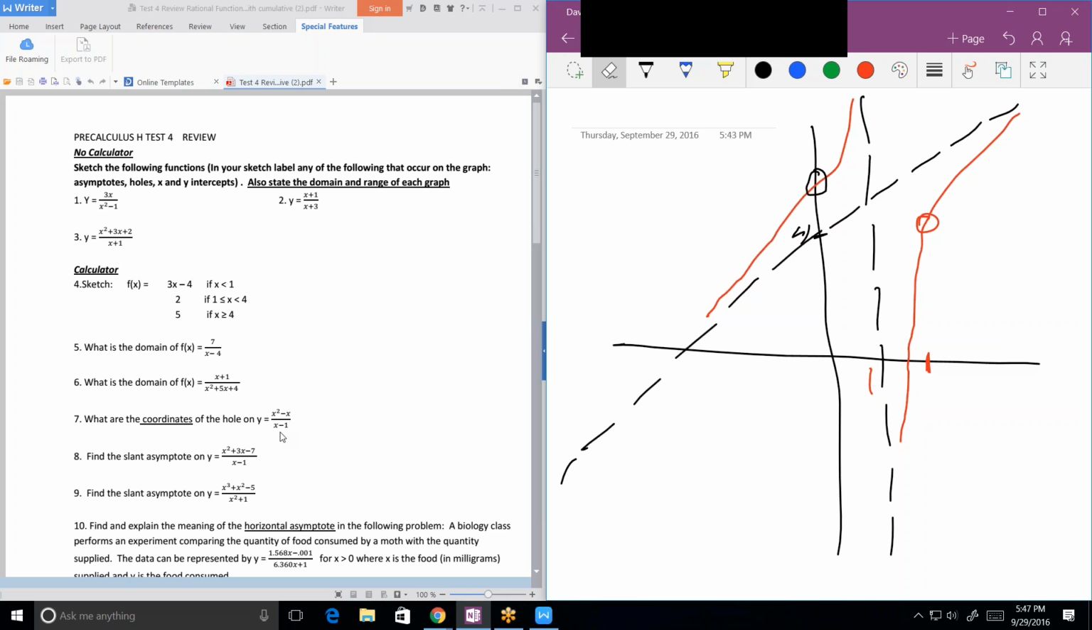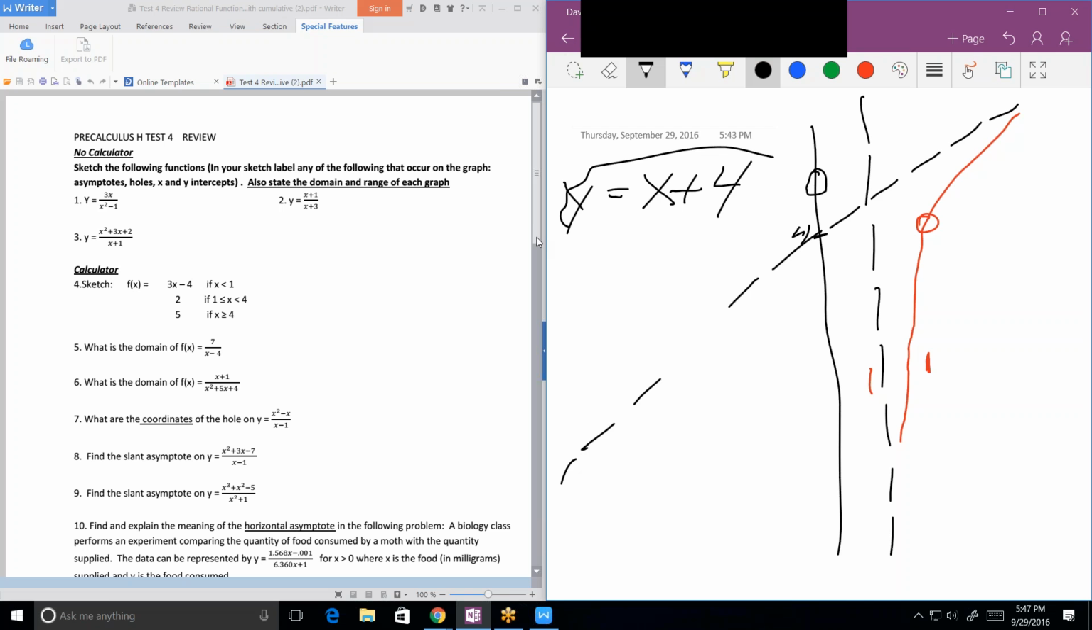And if I were to look for some x-intercepts, I would find the points where it crosses the x-axis. But it didn't ask you to do all of that stuff. The only thing it really asked you to do is find the slant asymptote. And we did that. The slant asymptote was y equals x plus 4. That's the answer.